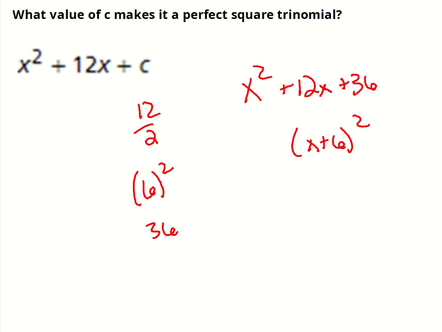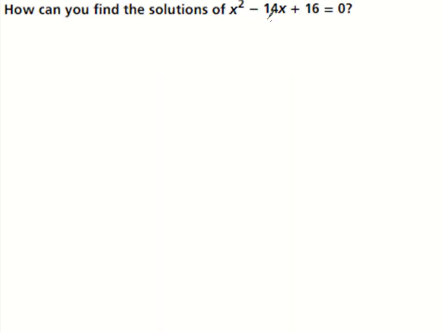Okay, so now we understand how to complete the square. This process, finding this value for c, is called completing the square. So we are going to solve this by completing the square. First, I have x squared minus 14x plus 16 equals 0. I cannot solve this by factoring. There are no factors of 16 that add up to negative 14. This is not factorable.